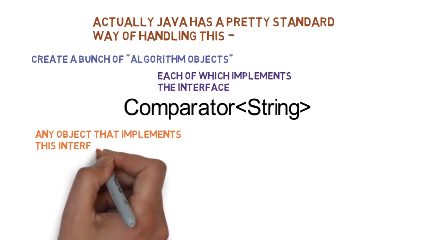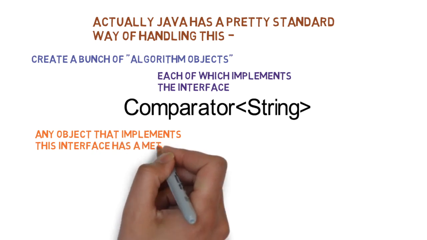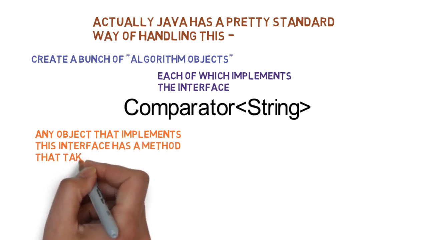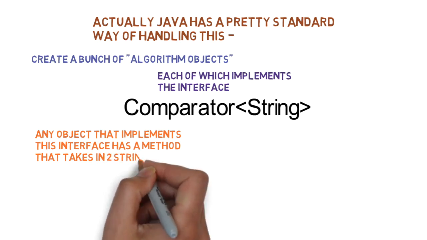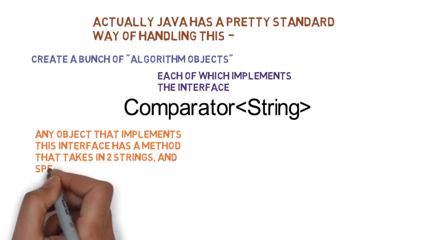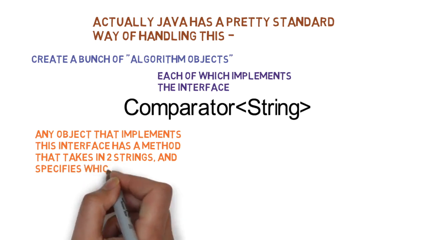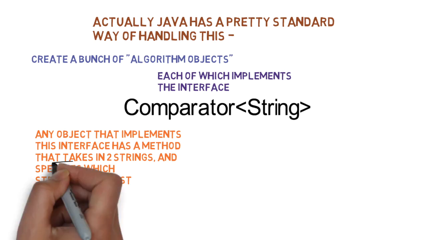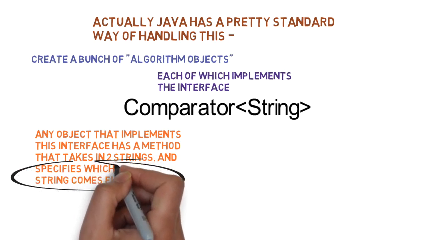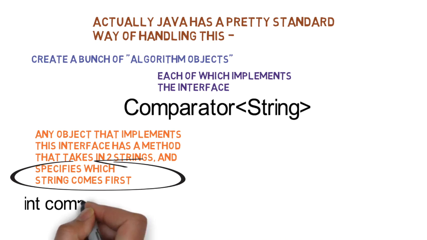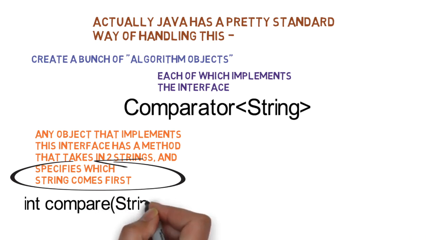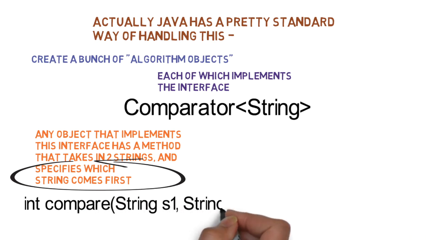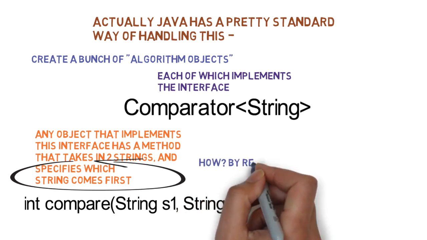A comparator is a single method interface which implements the compare method. This compare method takes in two strings and specifies which of those two strings come first. That's the single purpose of the compare method, specifying which of the two input strings come first. Int is the return value of the compare method, and it takes in a string s1, s2. It takes in any object, but in our case, it will be a string.